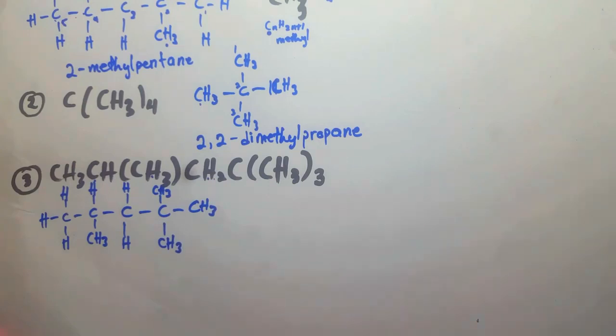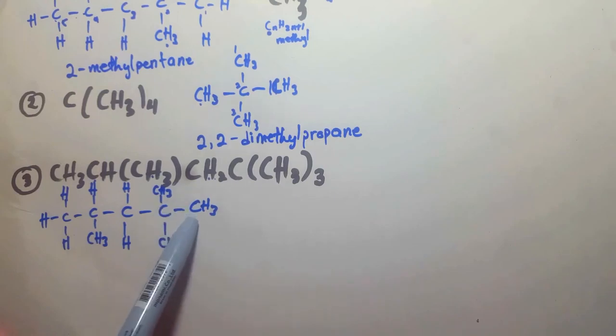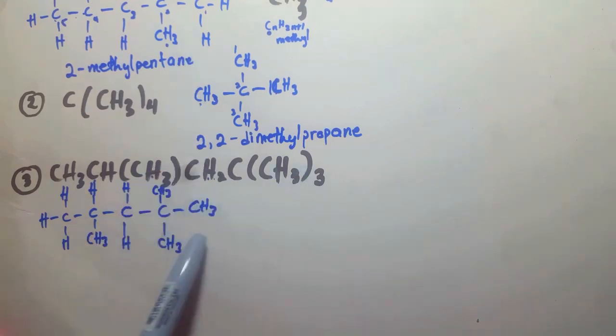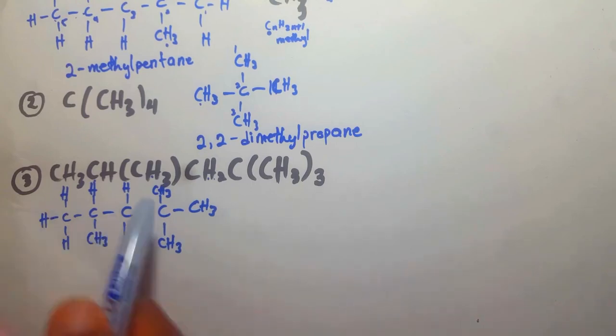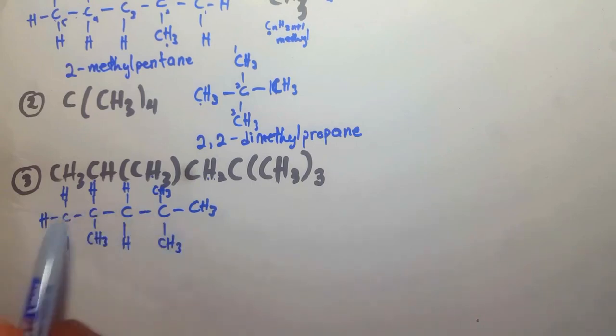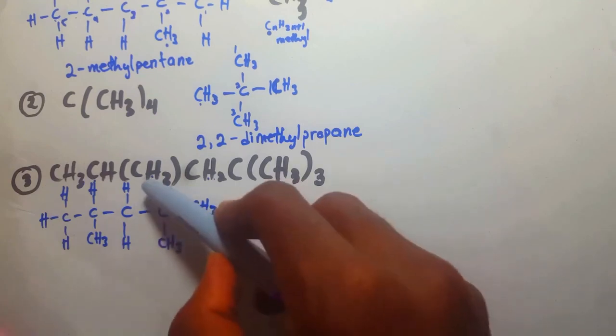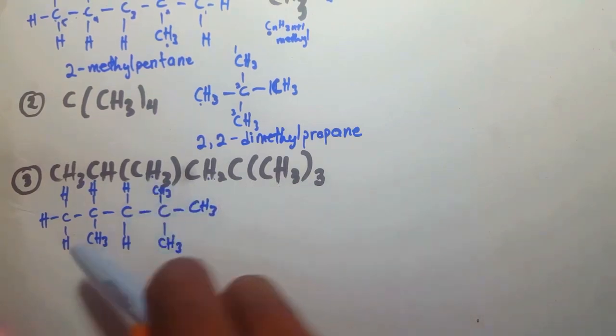Now, first of all, let's find the longest chain. The longest chain is 1, 2, 3, 4, 5, because this is another carbon. Don't be deceived. This is not an alkyl group. It is another carbon chain. So let's see. This is CH3, yes, which is not a substituent. It's part of the longest chain. So we have pentane. It's a pentane, and you have one alkyl group here, one alkyl group here, another alkyl group here.